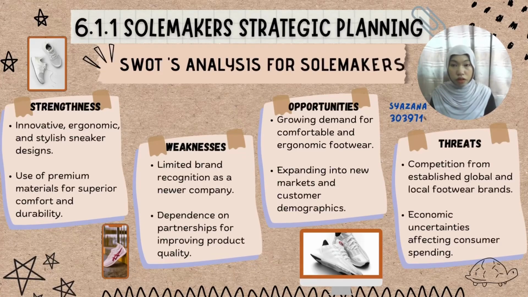So now I will talk about 6.1.1 Solemakers Strategy Planning, which is the SWOT analysis for Solemakers. SWOT is an acronym for strengths, weaknesses, opportunities, and threats. It is a strategic planning technique that is usually used to evaluate a company's strengths, weaknesses, opportunities, and threats that help a company to overcome challenges and pursue new leads. Solemakers uses this technique to help our organization identify all factors involved in making a company decision.